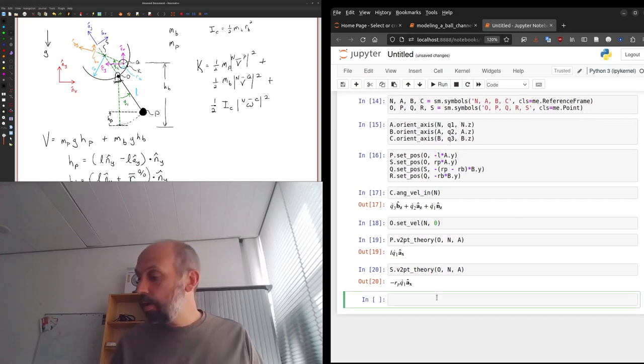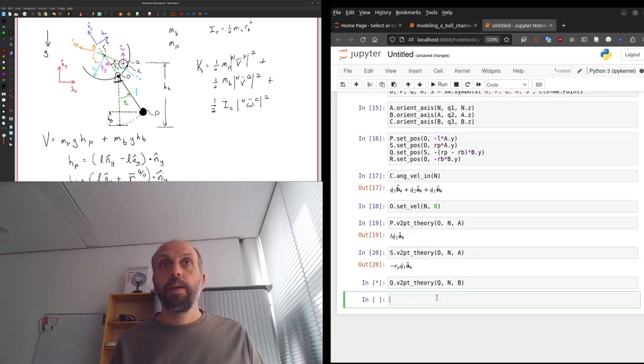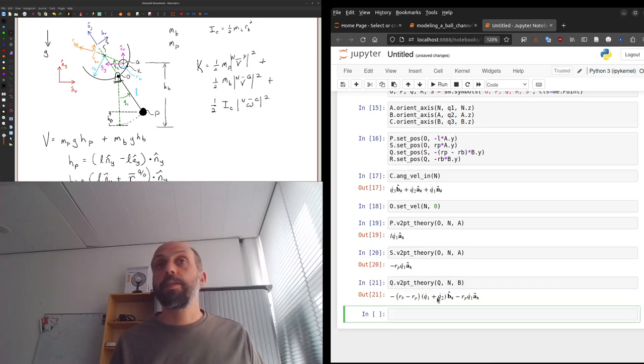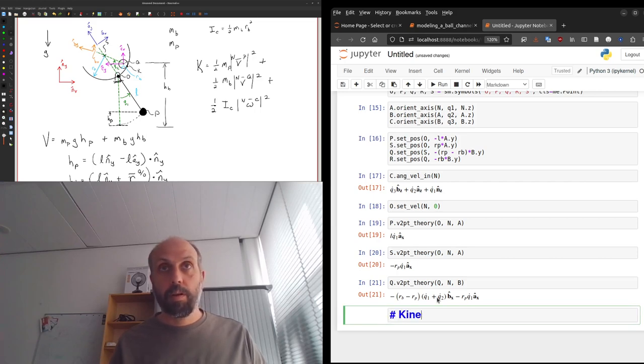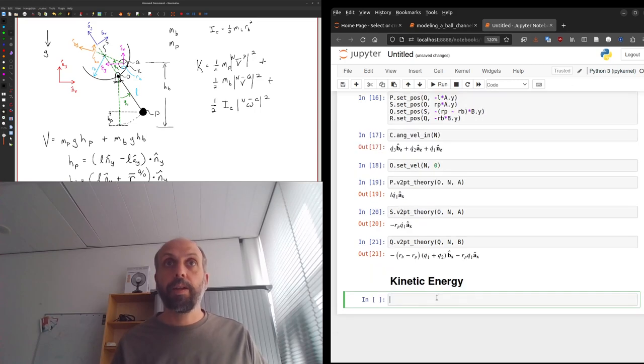Now we need Q. Q and S are both fixed in B. So, Q dot V 2-point theory with respect to Q in B, and that should give us the linear velocity of Q. So we have linear velocity of P and linear velocity of Q, which are the two pieces that we need, just above my head, you can see. We're going to have to get the magnitudes of those, and we'll have to form the potential energy too. But let's do kinetic energy first. So I think we have enough for that.